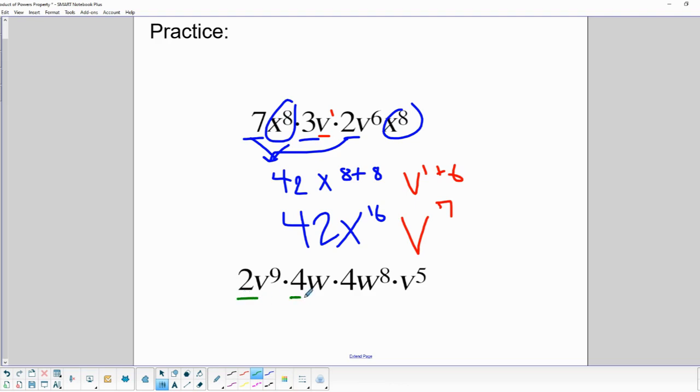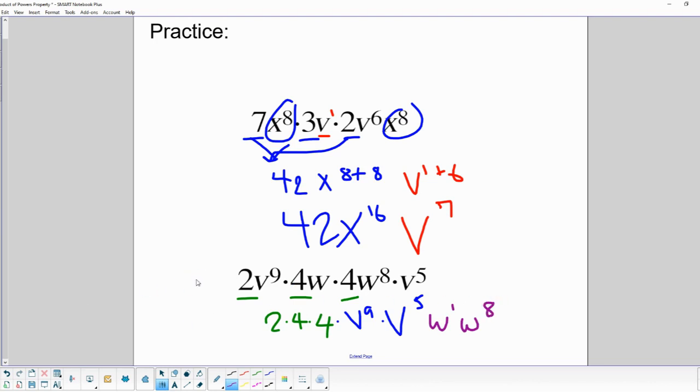So 2 times 4 times 4, that is our constants. Then we got v to the 9th and v to the 5th. And then we'll keep going with a different color. We will have w to the 1st and w to the 8th.